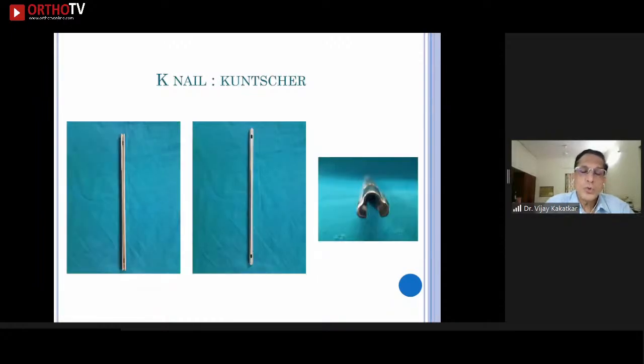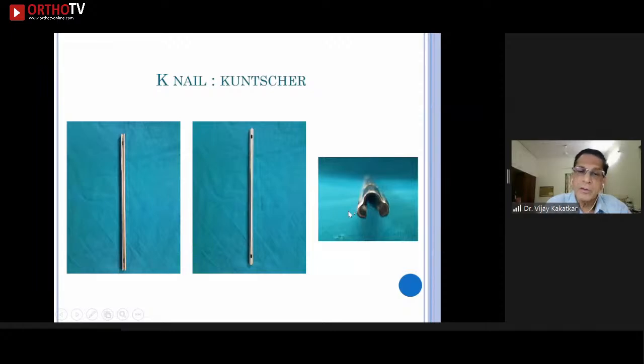This is a Kuntscher nail. The history of intramedullary nailing cannot be complete without the name of Kuntscher. In the Second World War, Gerhard Kuntscher found this particular design of the femur nail. It's called a clover leaf nail. This used to get compressed when it went through the marrow cavity and used to give three-point fixation. So this was the beginning of intramedullary nailing. And you must know about Gerhard Kuntscher and his contribution with this clover leaf nail.